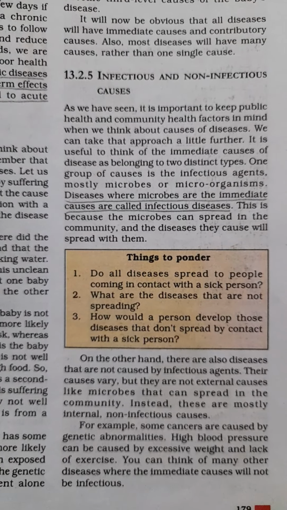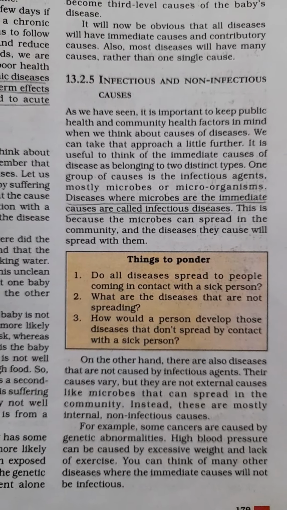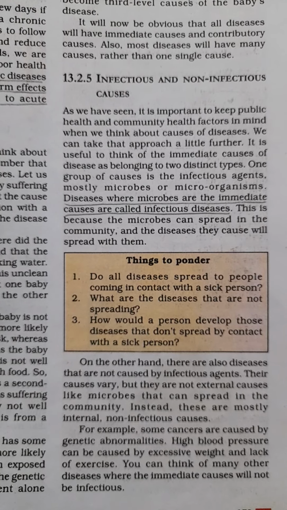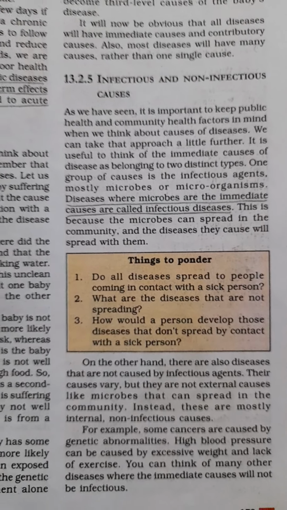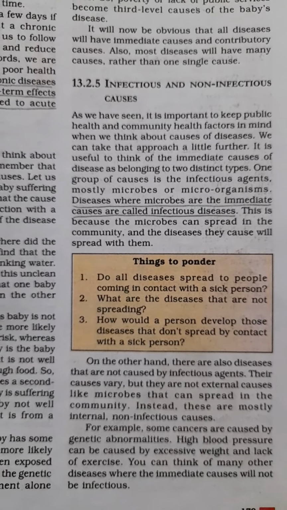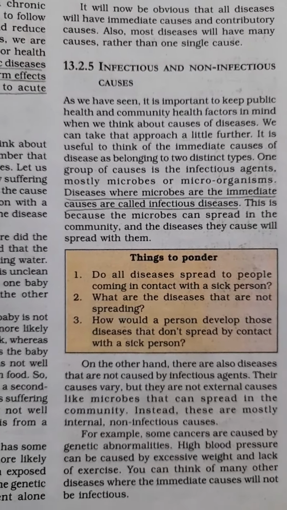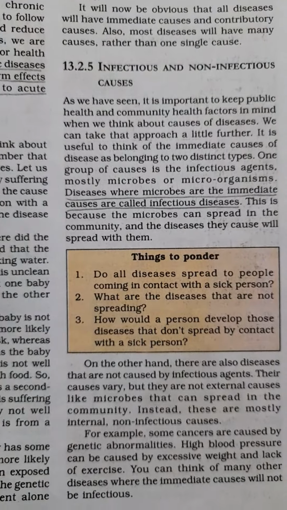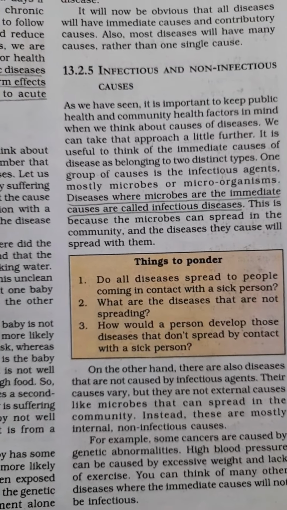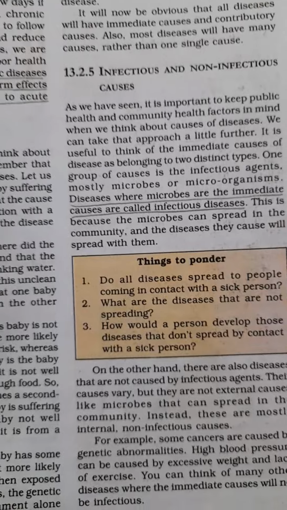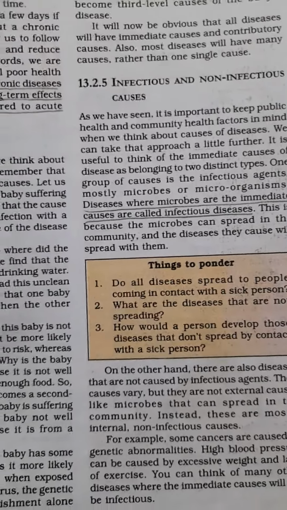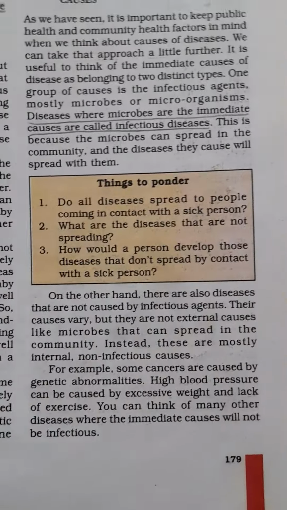So what are infectious and non-infectious diseases? Diseases where microbes are immediate causes are called infectious diseases. These are diseases which are caused by microbes. Microbes can spread in the community. For example, when you go to school, if your friend has an infectious disease, if they have a cold, you also have a chance of developing it, because microbes can spread from person to person.